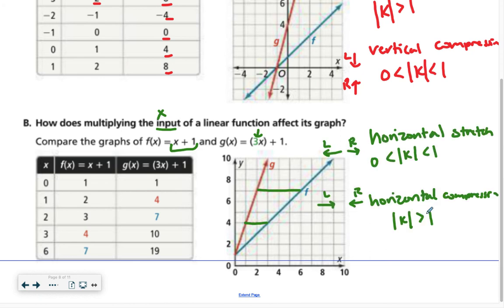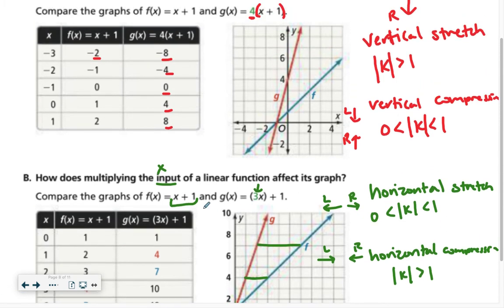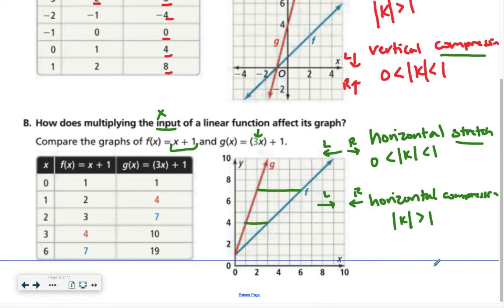And so horizontal stretches and horizontal compressions function the same way as vertical compressions in the fact that if you have something between 0 and 1, it's kind of the opposite. So here it's a horizontal stretch when it meets that criteria. So horizontal stretch and vertical compressions have the same criteria of the constant is between 0 and 1. And then horizontal compressions and vertical stretches have the same criteria of the absolute value of k is greater than 1.